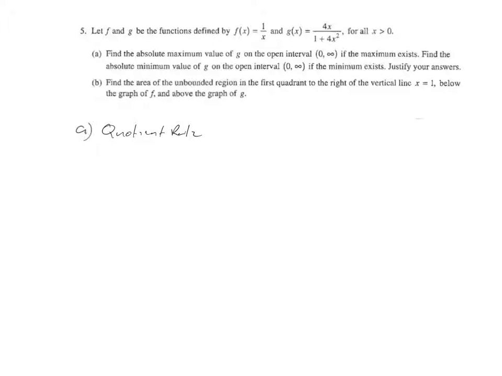In part B, find the area of the unbounded region in the first quadrant. Once you've answered part A, the next step is setting up that definite integral: which one is on top, which one is on the bottom. I would expect that you can look at these two and determine that right away. When you set this up, you have to realize that you are going from x equals 1. It's the unbounded region in the first quadrant to the right of that vertical line, x equals 1, so your limits are going to go from 1 to infinity. You're going to have to deal with that.